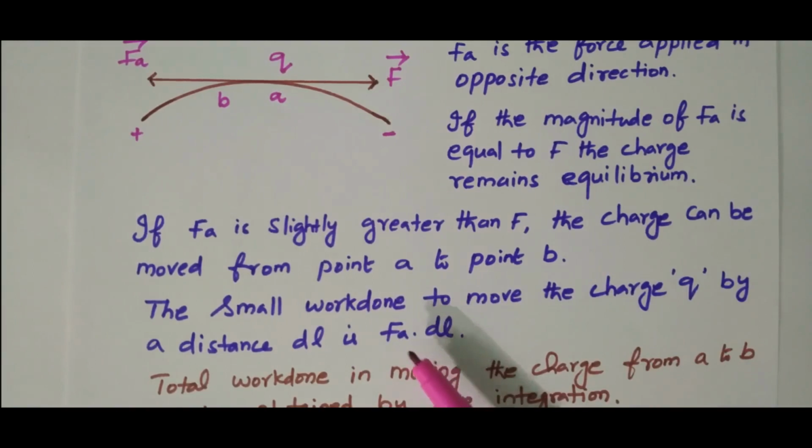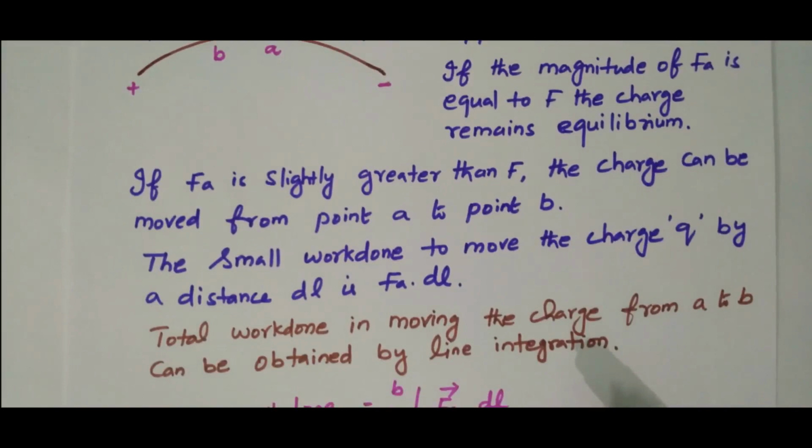Very simple. So we are applying the force Fa. The charge is moving from one place to another place, that is called dl. So Fa dot dl is nothing but the work done. Fa dot dl. Right? So the total work done in moving a charge from A to B can be obtained by line integration. This is due to only a small length. The total work done can be obtained by integrating on both sides. We will get the total work done.